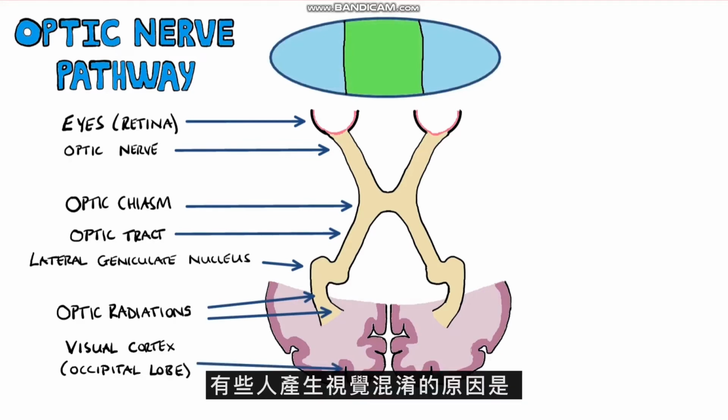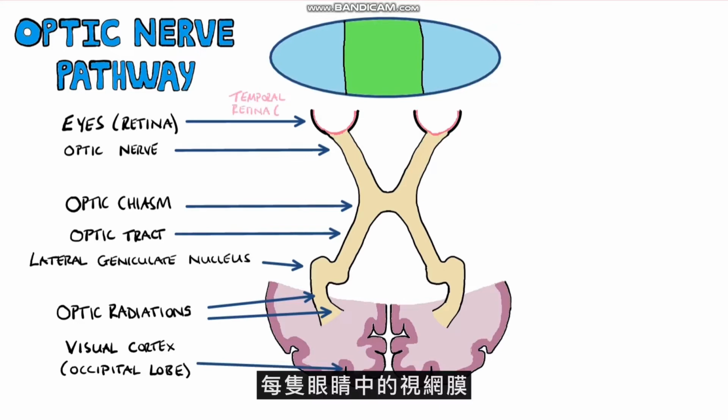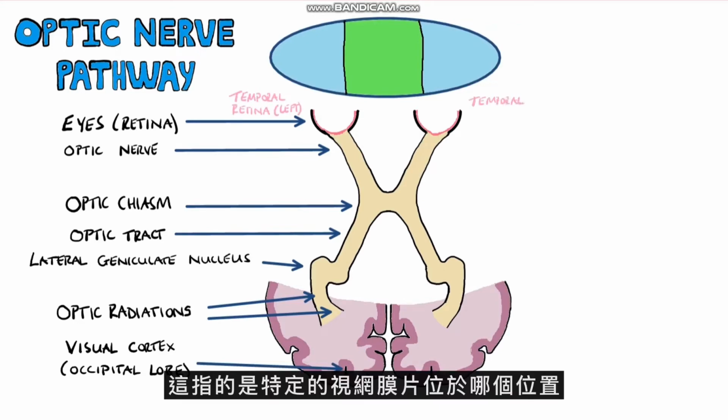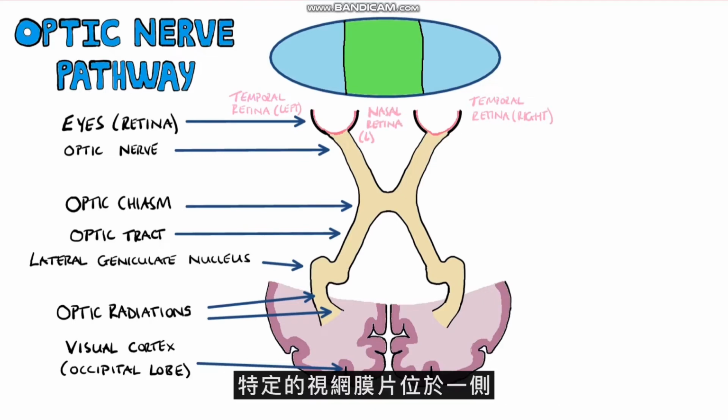One bit that people often get confused on is actually right at the start. The retinas in each eye can be labeled as either the nasal or temporal retinas, which refers to which side that particular piece of retina is located. So why is this important? The temporal retinas are responsible for the nasal fields of vision, and the nasal retinas are responsible for the temporal fields of vision. Once that's clear, you just have to follow the paths.